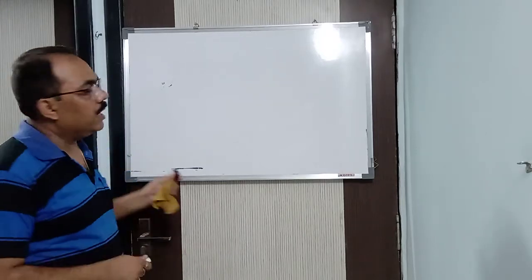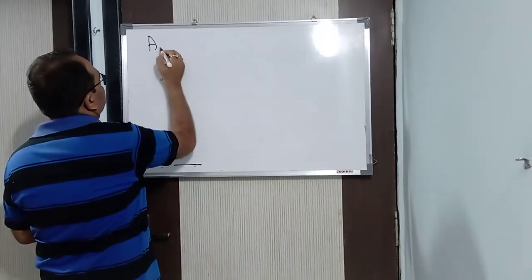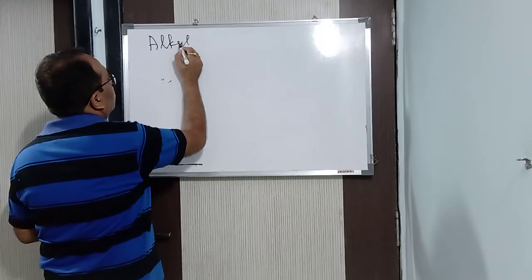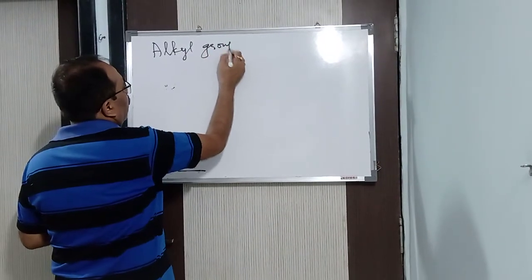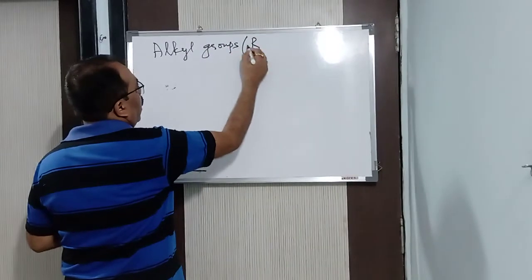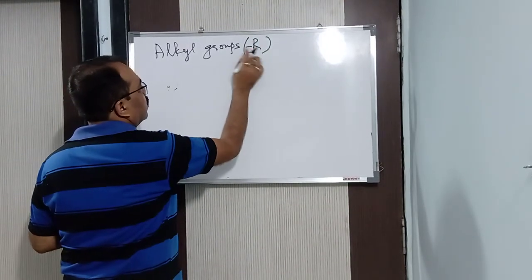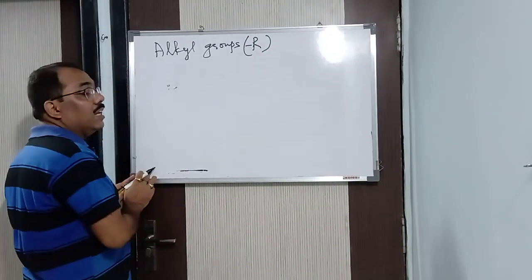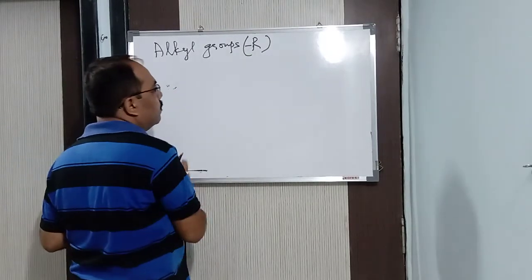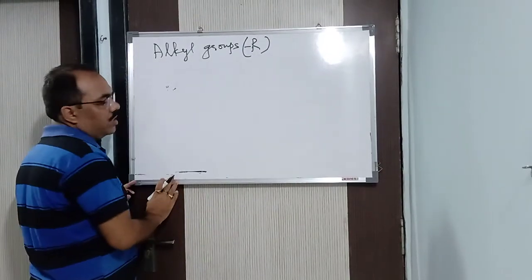Next we'll study alkyl groups. Alkyl groups, we can say, are denoted by the letter R. Now this R means here I am putting a single bond, understood? Don't think minus, it is a single bond. In chemistry this is called a single bond. So, alkyl groups.